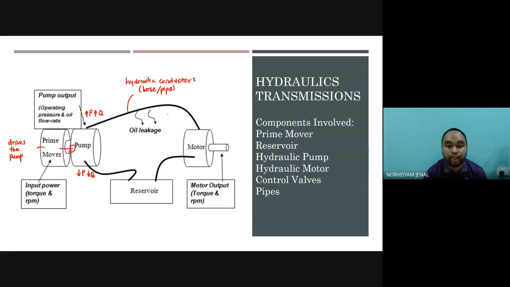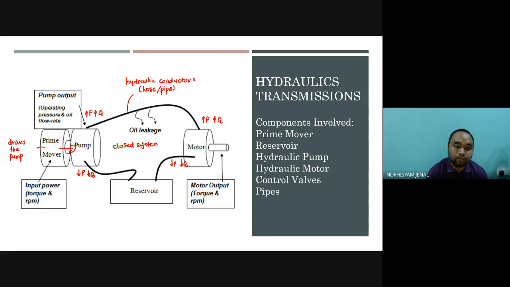And then it will come to the motor. Here it will create the spin and create the motor output in terms of torque and RPM. So here we have high pressure and high volume flow rate. When it comes out from the motor, it will be low pressure, low Q, and it comes back into a reservoir.